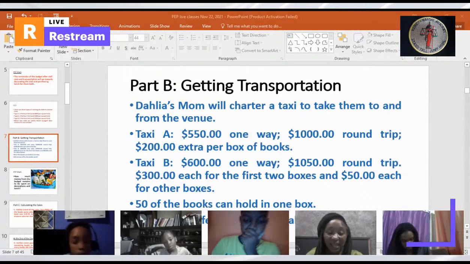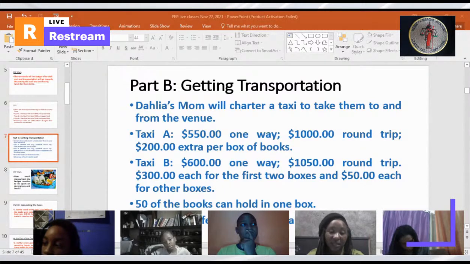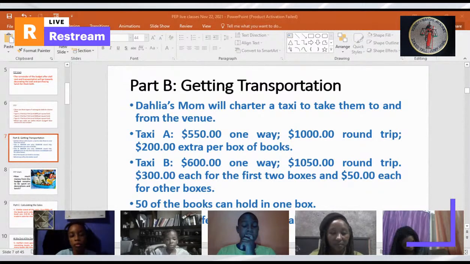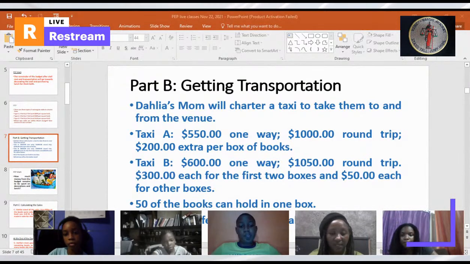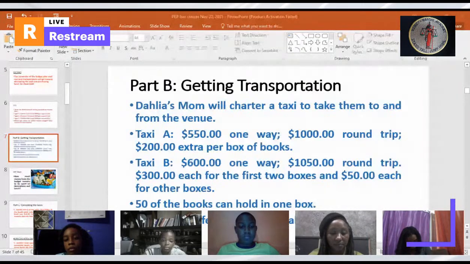So taxi A, she would pay $2,000. Taxi B, she would pay $1,800. Which one is the better deal? Miss, Amari, which one is the better deal? I'm not hearing you, Amari.